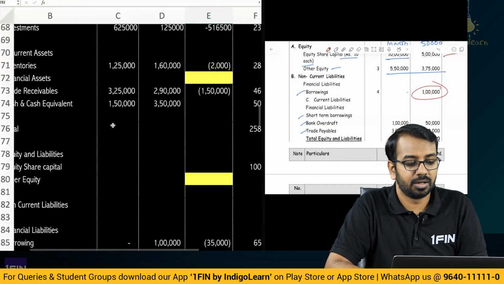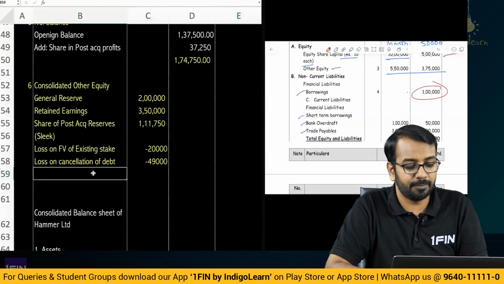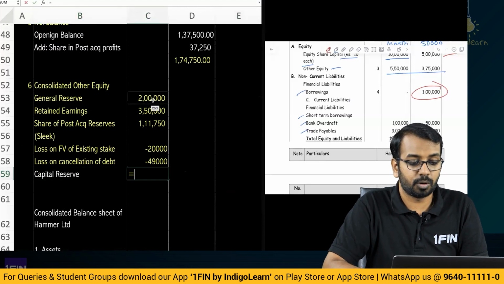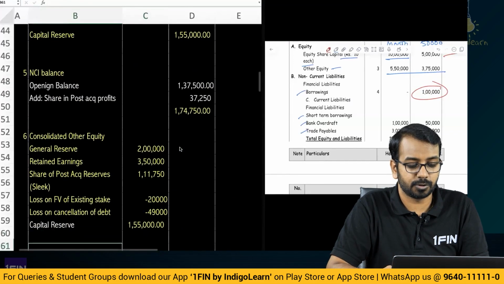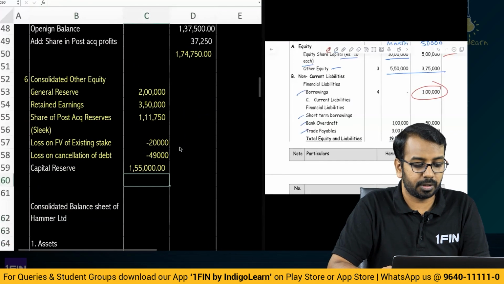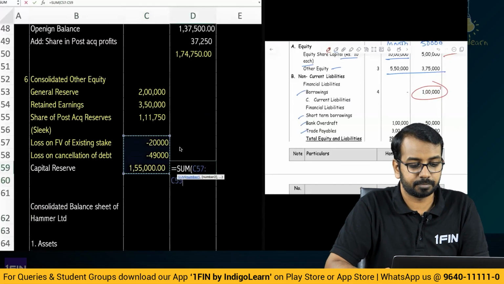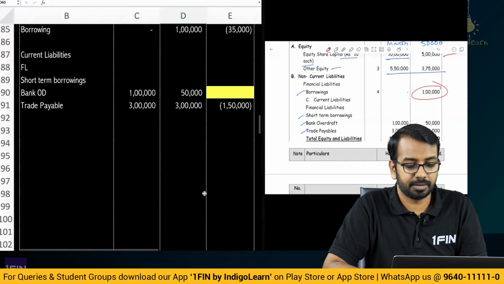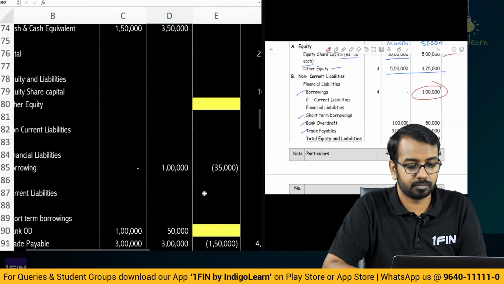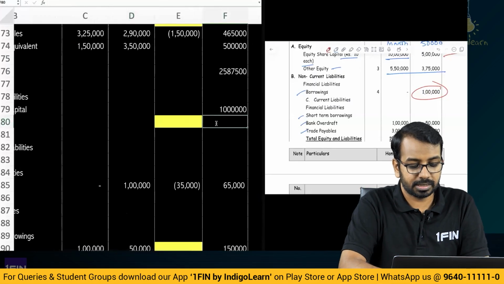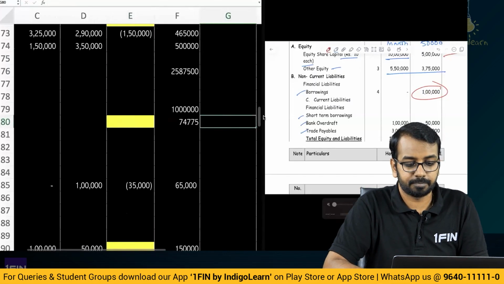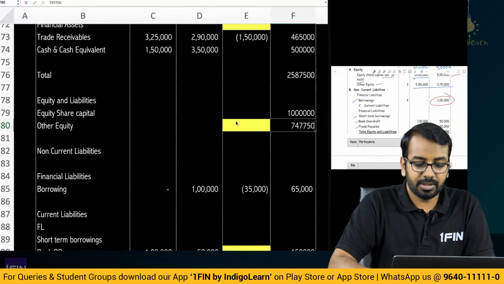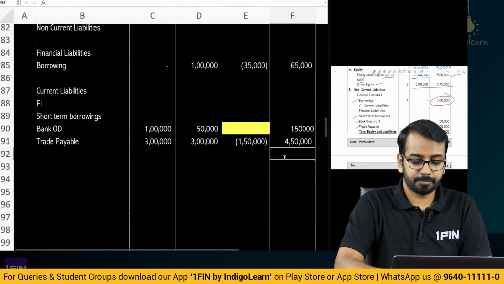Okay. Now what are we left with? We are left with other equity. Under other equity, we also have capital reserve. Capital reserve, what we had calculated, 1,55,000. So the total of other equity comes to 747,750. So you can plot 747,750. So the total.